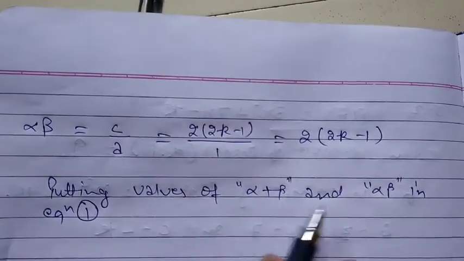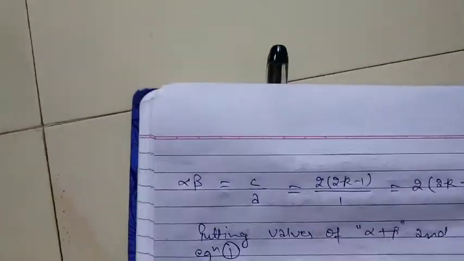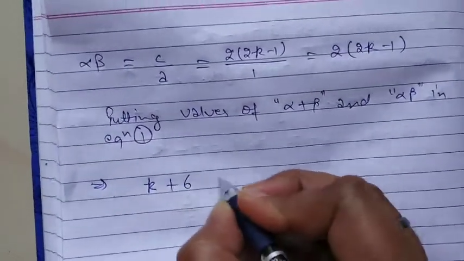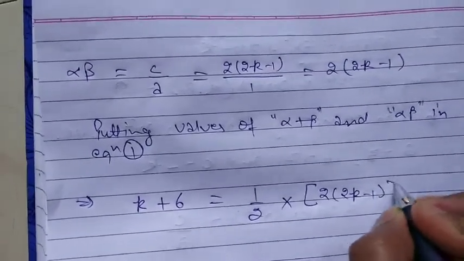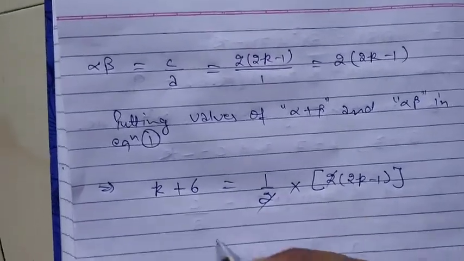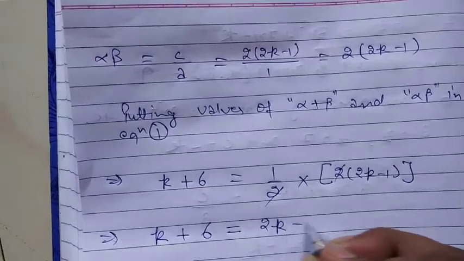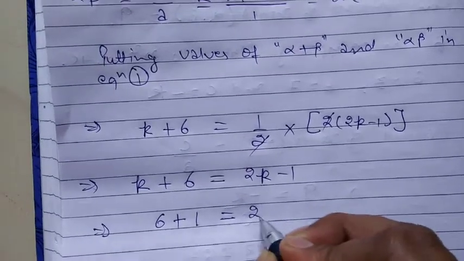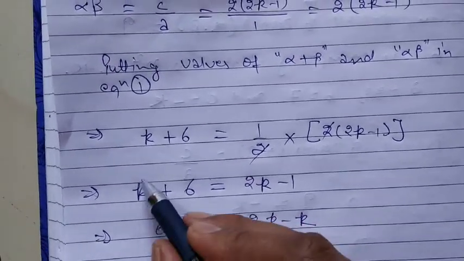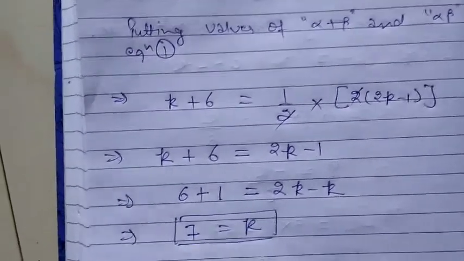Now putting these values of alpha plus beta and alpha beta in equation 1, what will we get? We will get k plus 6 is equal to half of 2 into (2k minus 1). Clearly 2 and 2 will cancel out, so you will get k plus 6 equals 2k minus 1. After transposition you will get 6 plus 1 equals 2k minus k. I transposed k here so it became minus k, and I transposed 1 here so it became plus 1. So you will have 7 equals k. So the value of k is 7.